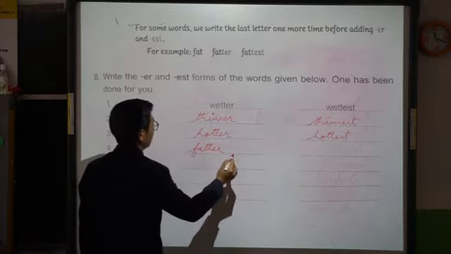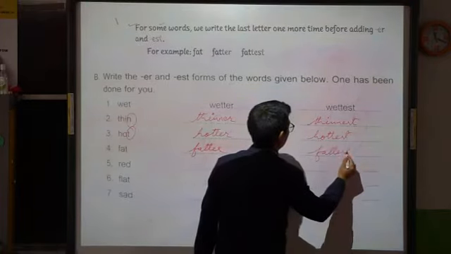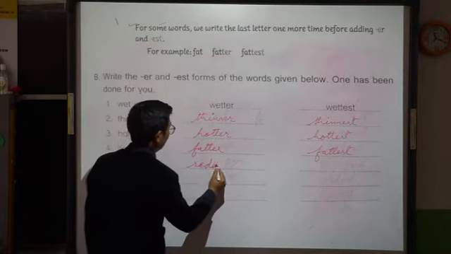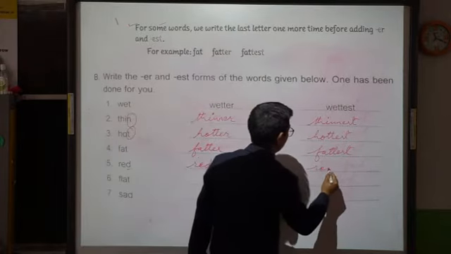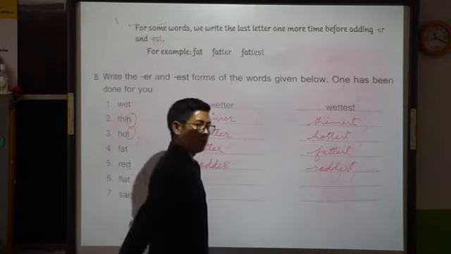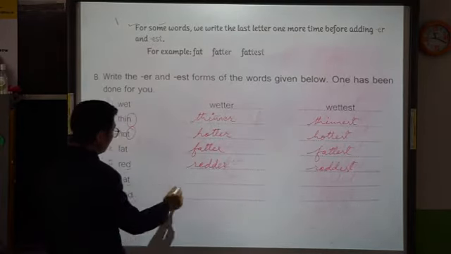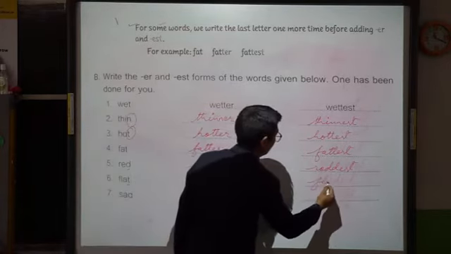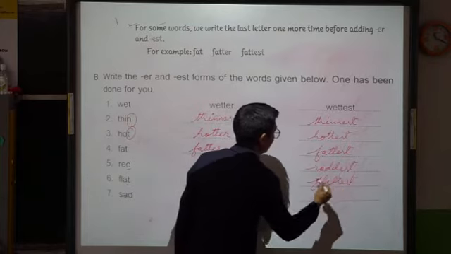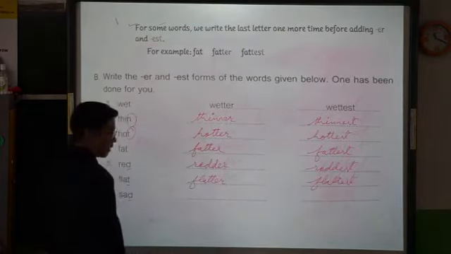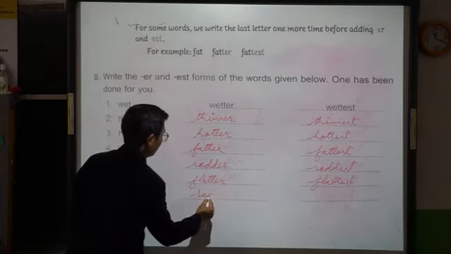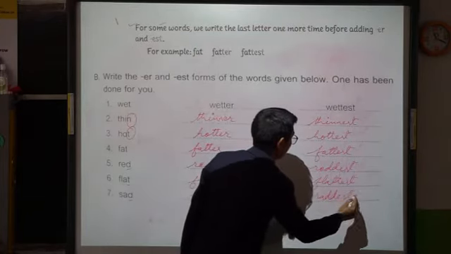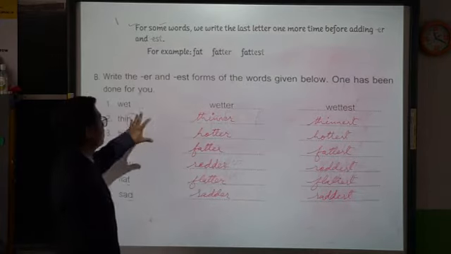Here also fat. Double T-E-R, fatter, fattest. Red, D. R-E-D-D-E-R, redder, reddest. Alright, next, flat. T is there. So F-L-A-T-T-E-R, flatter. In superlative, flattest. Then the next word, sad. S-A-D-D-E-R, sadder. S-A-D-D-E-S-T, saddest. So this is how we do this.